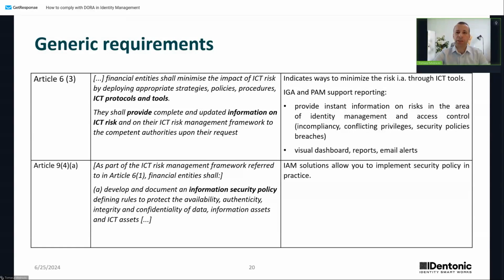So at this stage, that's what we've said already. And these tools or the framework, they shall provide complete and updated information on ICT risks. So first of all, there is a need to have some kind of tooling, not necessarily technical tools, but with this article, just some generic ways to get updated information on ICT risk. And of course, identity management and identity management related issues are just a part of the whole environment, but of course it's a part of it.